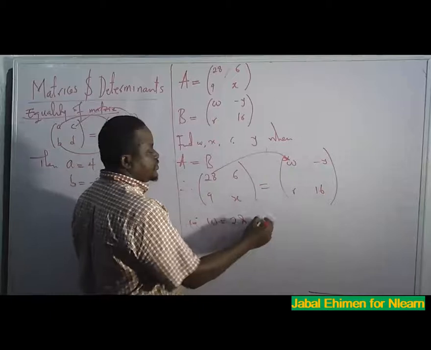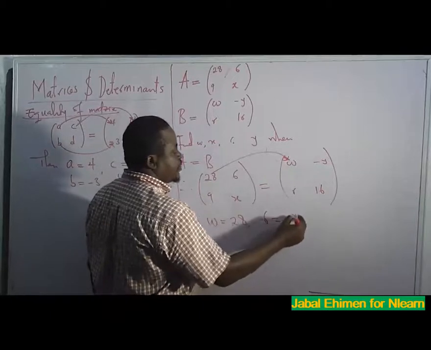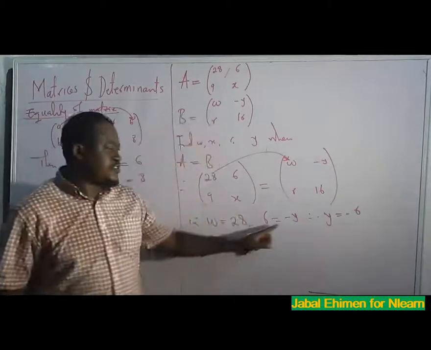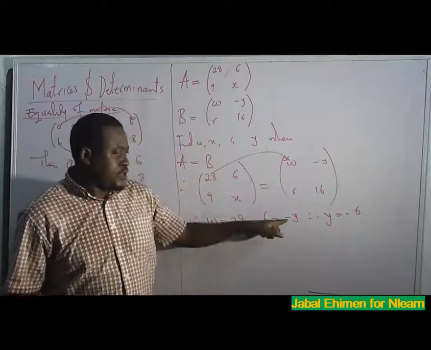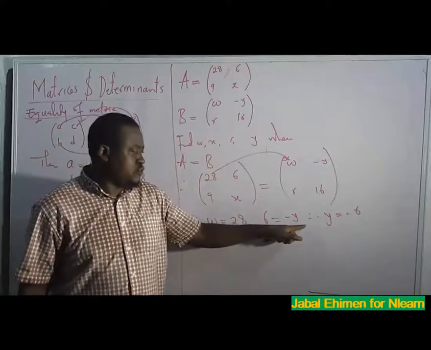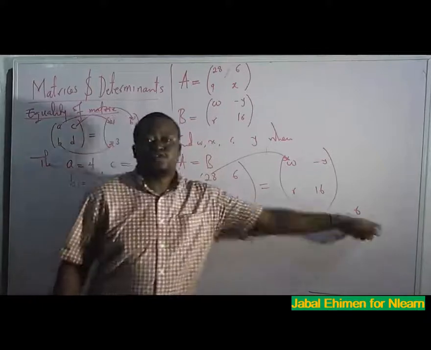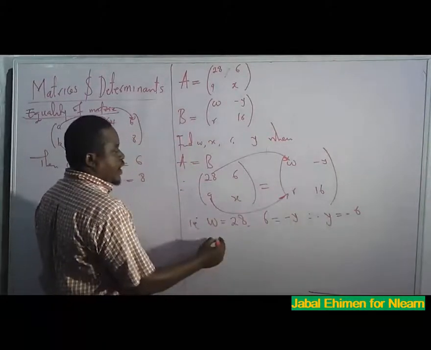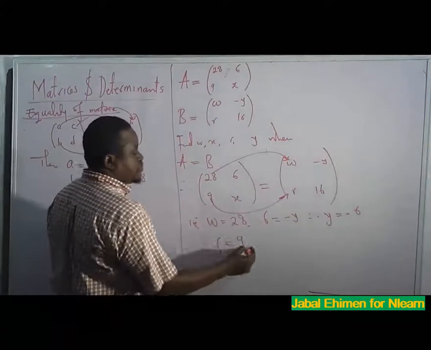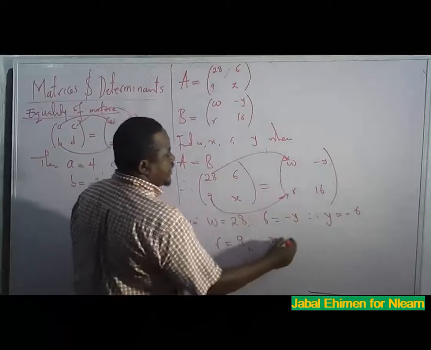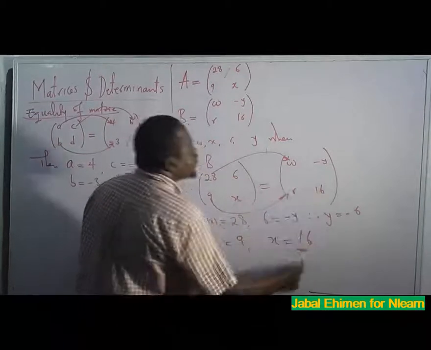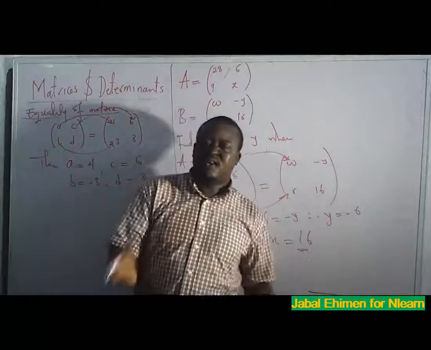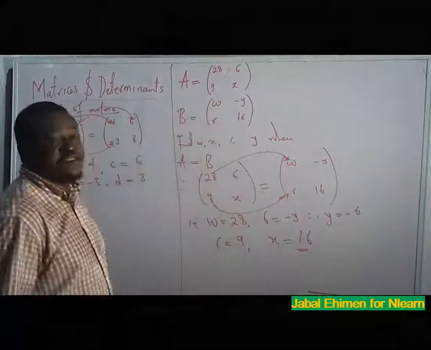What again does it mean? 6 is equal to minus Y. So, therefore, Y is minus 6. If 6 is equal to minus Y, if you divide both sides by minus, you have Y equal to minus 6. From there too, you can have R to be equal to 9, corresponding. And the last one is that X is equal to 16. So this is equality of matrix. Some of them can end up becoming equations, but this is equality of matrix.